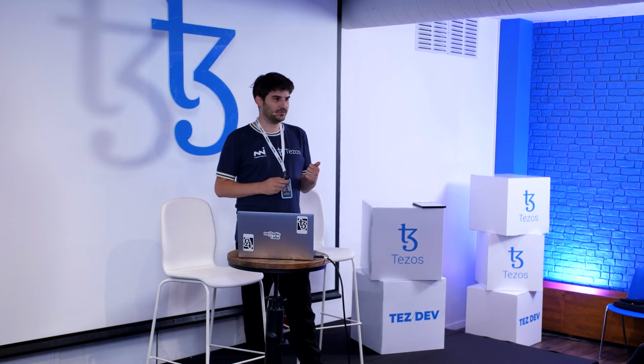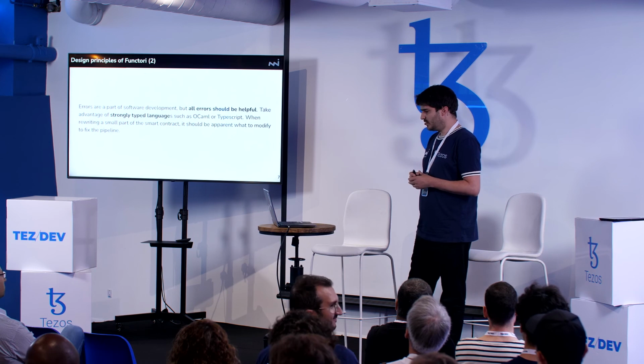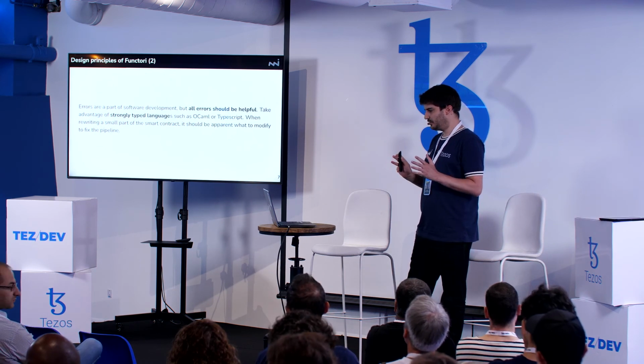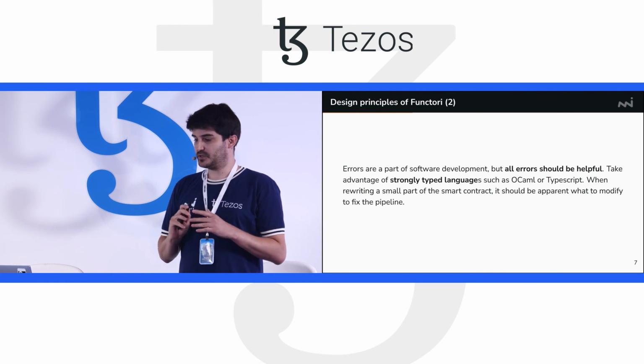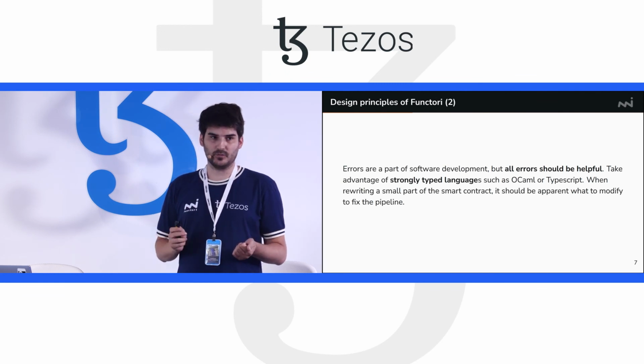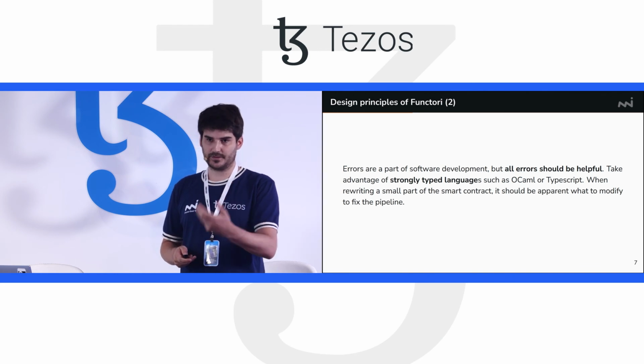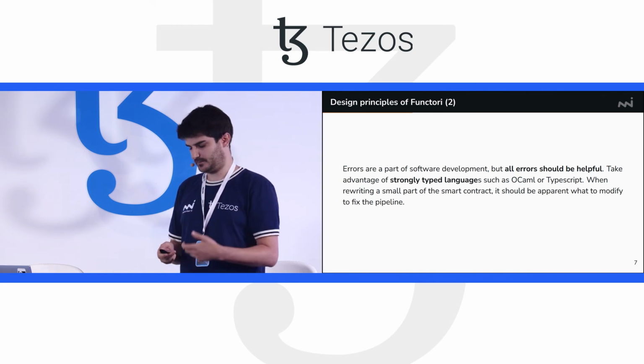So first, any code which can be automatically derived from the code of the contract should be generated, not written by a human. And errors are part of software development. Errors can be useful, and especially when you have strongly typed languages like OCaml, or to a lesser extent TypeScript, then you can actually get useful errors that will inform how you fix your problems.